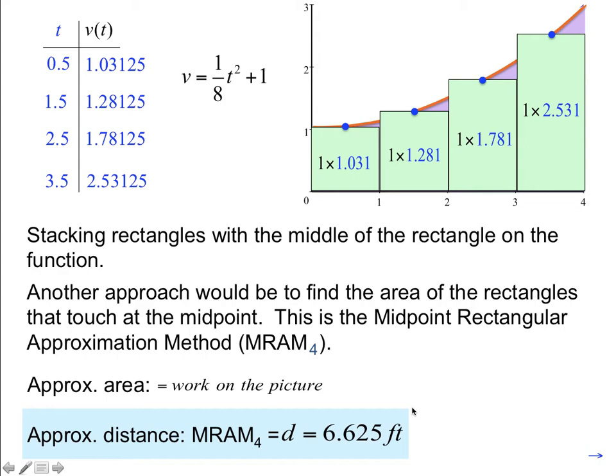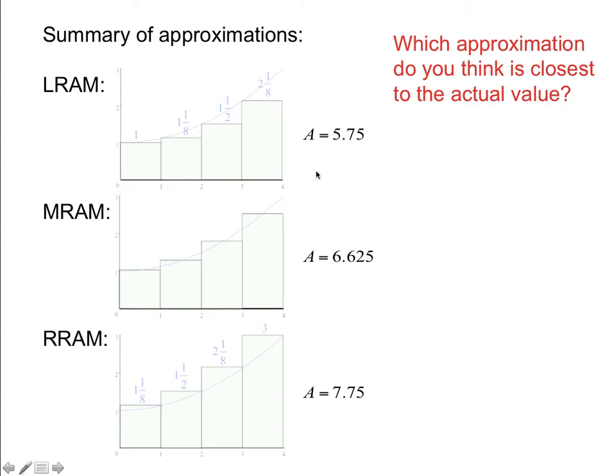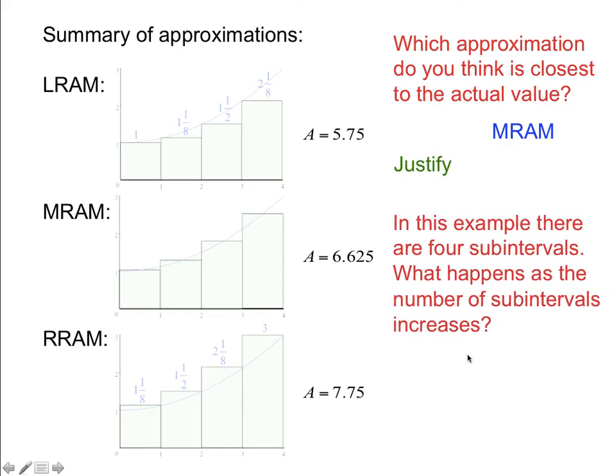So there's 3 different methods: an LRAM, an RRAM, and an MRAM. And so let's kind of compare them then. So this is what you have in your notes right now. Which one do you think is the closest to the actual value? You might guess it's the MRAM. It's where we have a little bit above and a little bit below the actual region. So we can kind of fill the gaps with all of these, I'll call them flaps, and we can get pretty darn close. Okay.